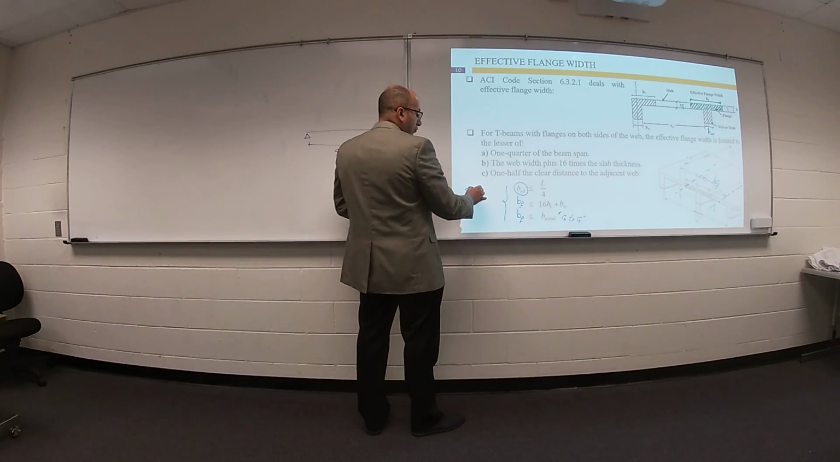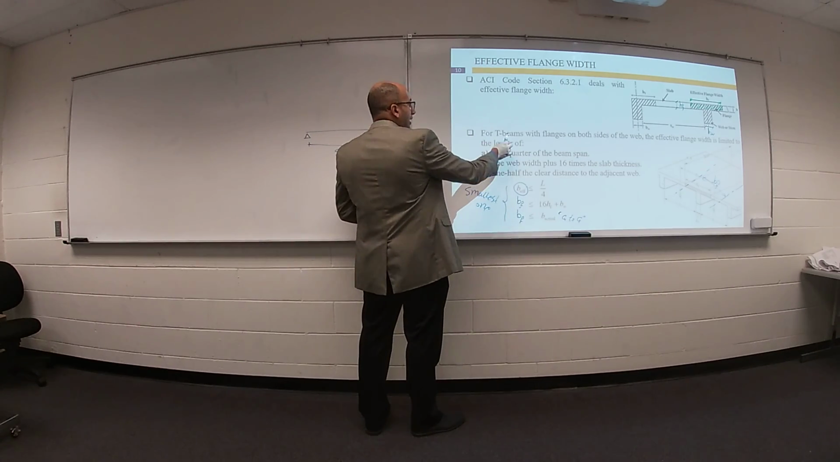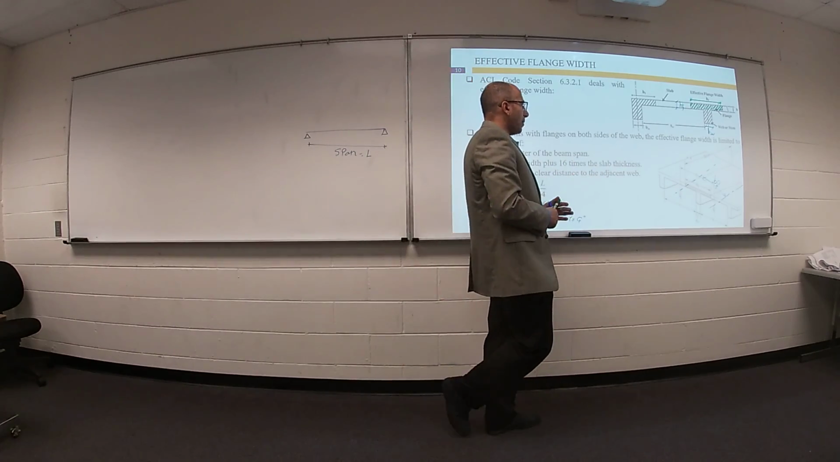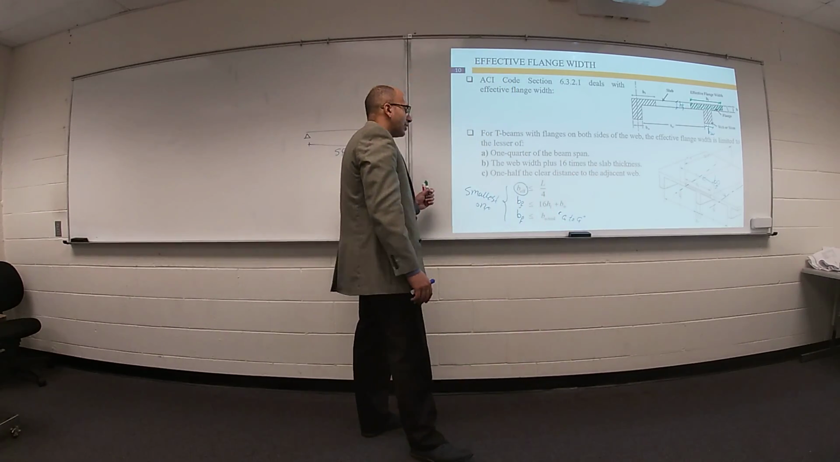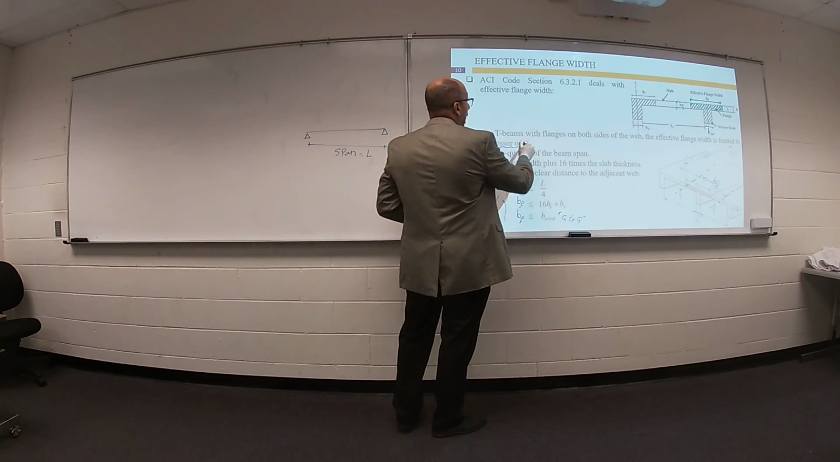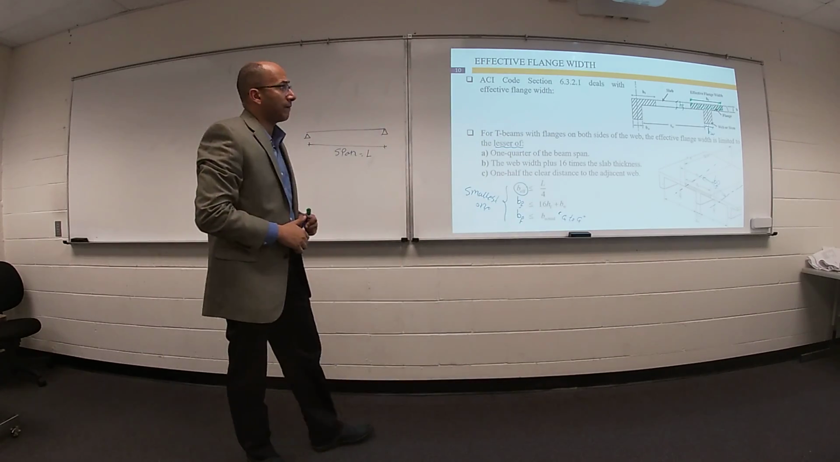What is the smallest value? The smallest one. So for T beams with flange on both sides of the web, the effective flange width is limited to the lesser, the smallest value, according to ACI section 6.3.2.1.